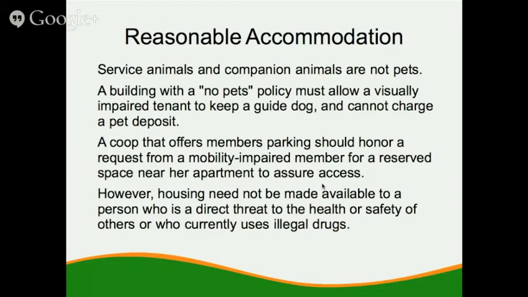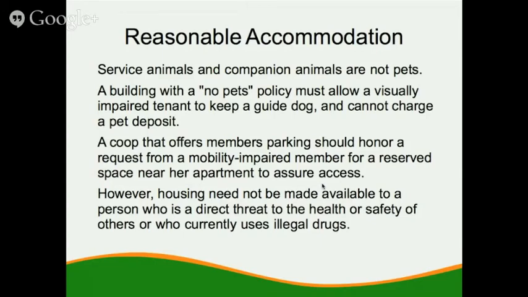Then the co-op can't say, well, that person used to have an addiction to heroin, and so we're not going to let them move in. But that's not the same thing as saying, this person is using heroin, and so we're not going to let them move in. And that same thing can apply to service animals.